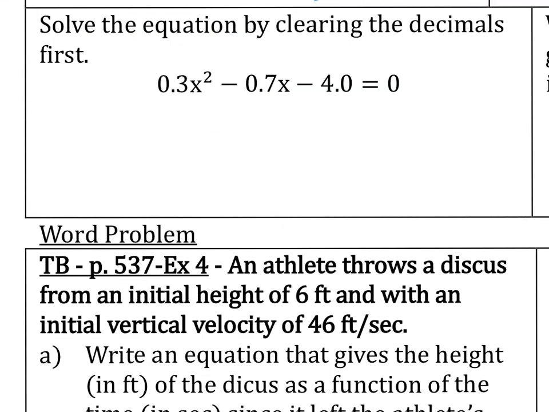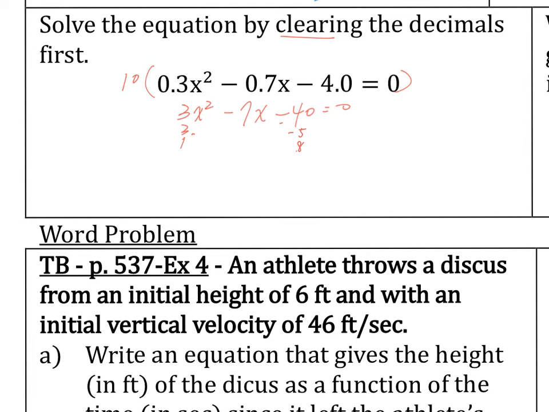Okay, now solve the equation by clearing the decimals. So I'm going to multiply the entire polynomial equation by 10. So this makes 3x squared minus 7x minus 40 equal to 0. I'm going to use 3, 1 to factor. And for negative 40, I wouldn't use negative 40 as a factor or even 40 itself. So I'm going to use 5 and 8. Okay, and then one of them has to be negative.